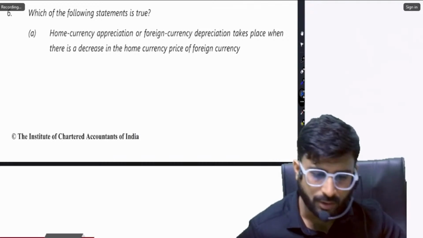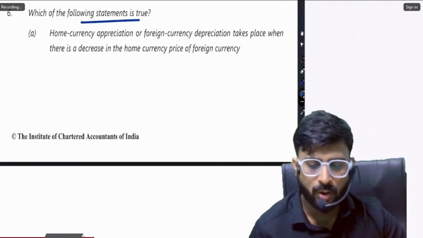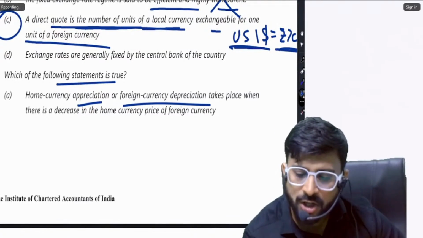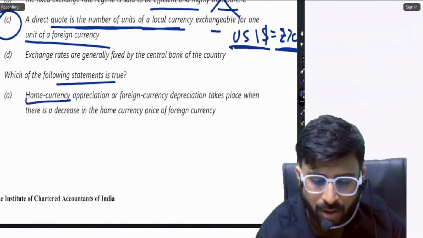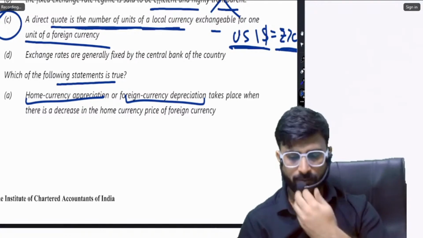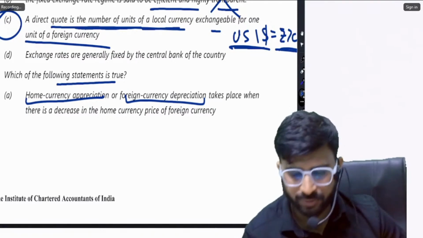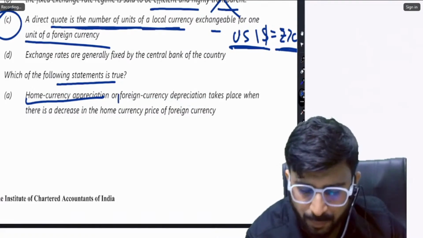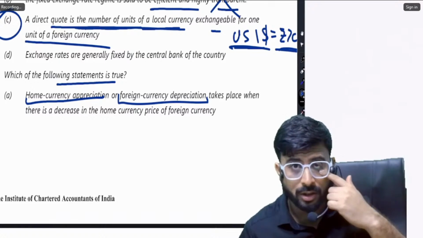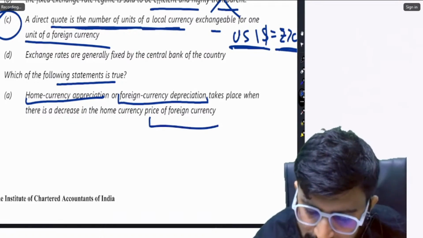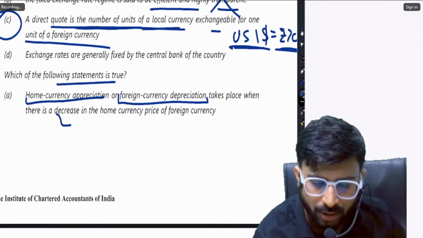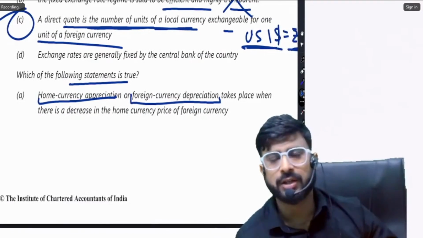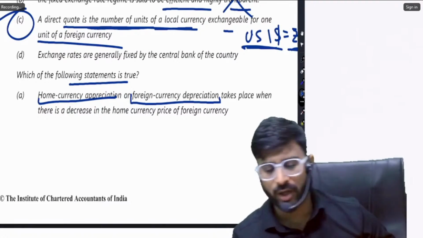Sixth one, let's see. Which of the following statements is true? Home currency appreciation or foreign currency depreciation takes place when there is a decrease in the home currency price of foreign currency.